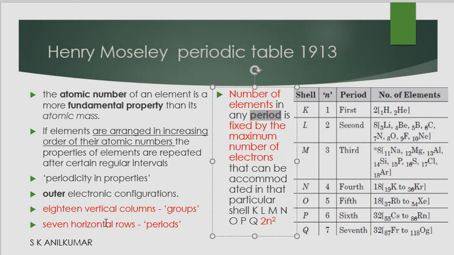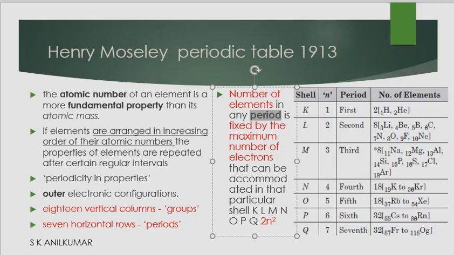K, L, M, N, O, P, Q. That is why we have 7 horizontal rows. In each row, it will tell us how many electrons are there. This has only 2 electrons maximum. This has maximum 8 electrons. This has maximum 8 electrons in the third shell. So, if there is an element in the N period, that means there will be 18 or more electrons.